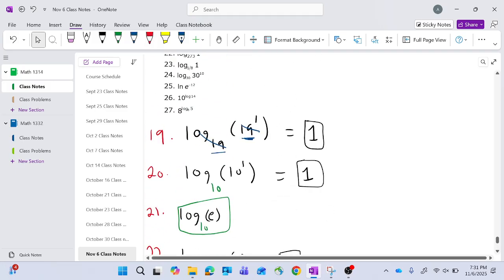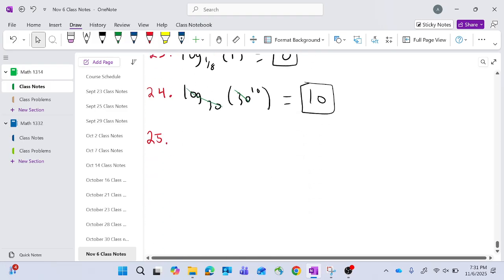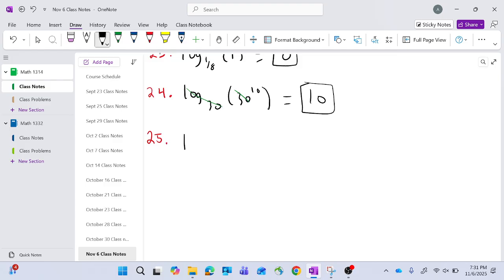ln of e to the negative 12. So remember, ln is just a base of e. So these are going to cancel out, and you just have negative 12. If you have ln, it means that e is going to be there. Yes, ln always means it's log base of e.